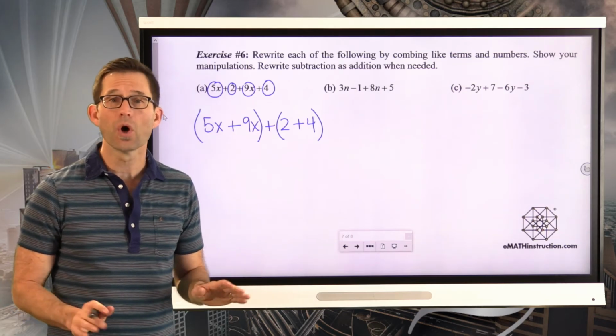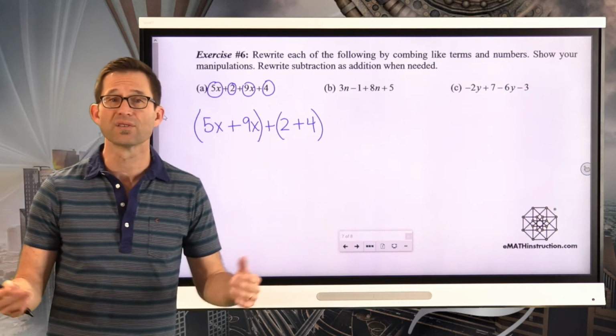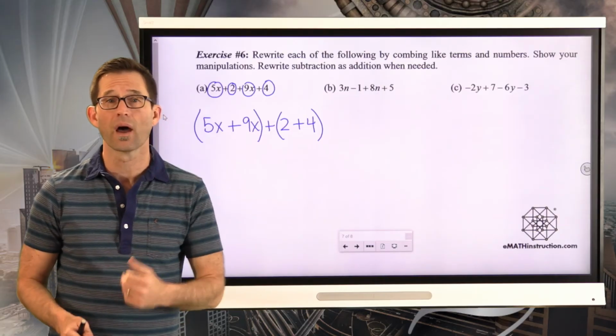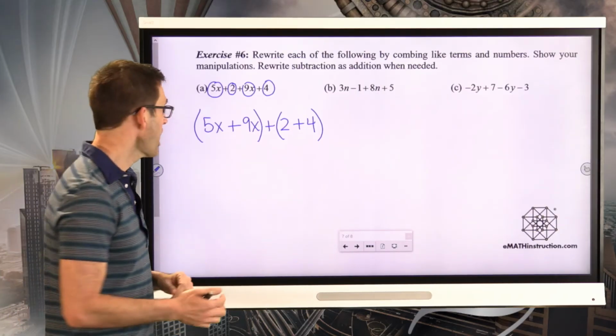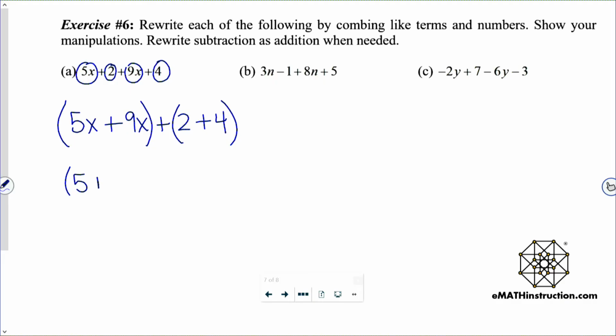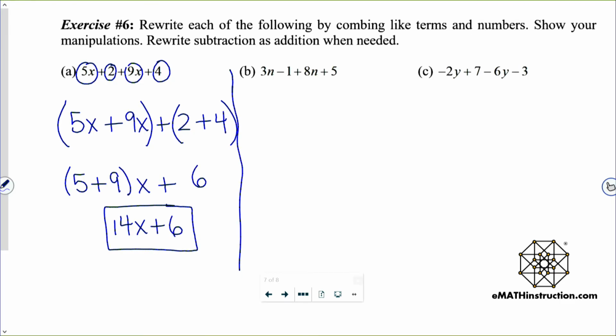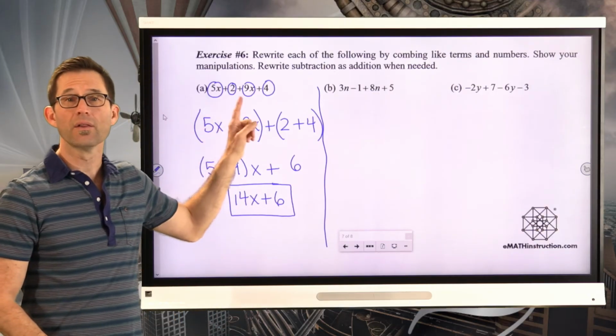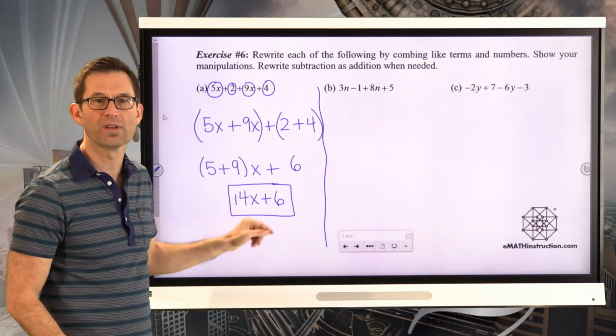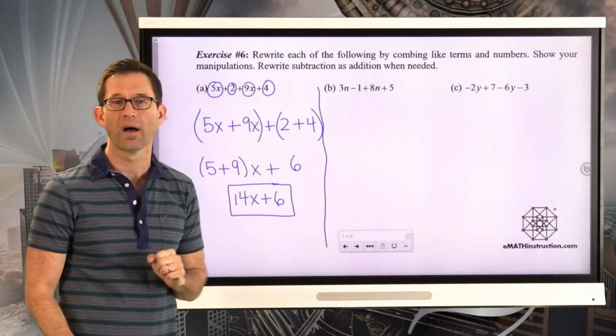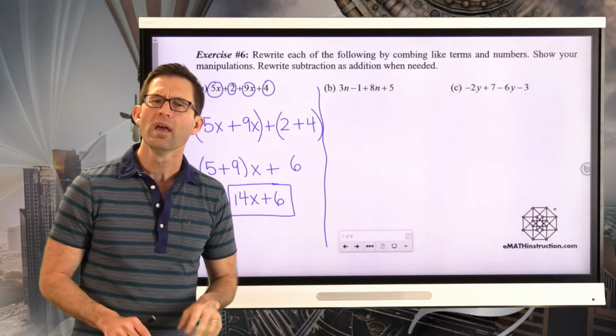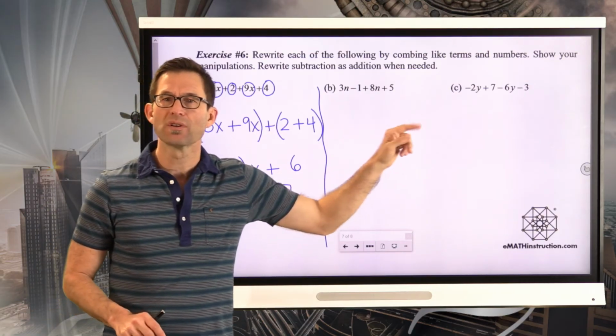Now don't get me wrong, I'm very much hoping that most of you can now say 5x plus 9x is 14x, right? I got 5 oranges plus 9 oranges, I have 14 oranges. But if you had to, you could certainly still write out this step, 5 plus 9 times x, plus, and I think I'm just going to make that 2 plus 4 into a 6, so I get 14x plus 6. Many people will be good enough with their algebra eventually where they can take a look at this and just go, oh, I got 5x, 9x, that's 14x, I have a positive 2, a positive 4, and that's a positive 6. And that's great.